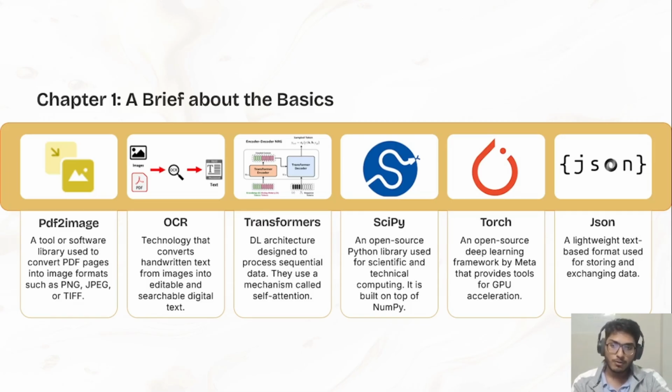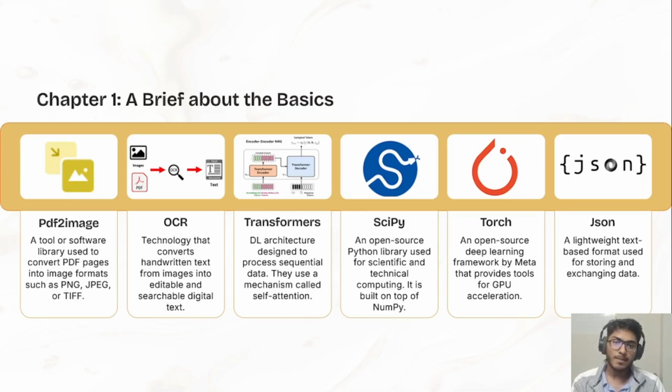Second is OCR. OCR is a technology that converts handwritten text from images to an editable and searchable digital format. The computer can't understand images, so we convert images to digital format and then we can further use transformers on that. The next is transformers. A transformer is a deep learning architecture designed to process sequential data. They use a mechanism called self-attention.